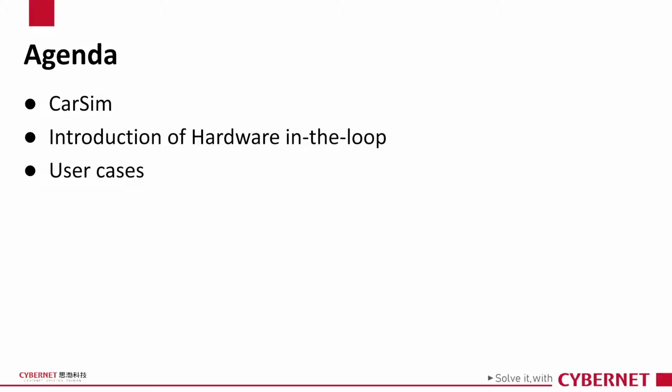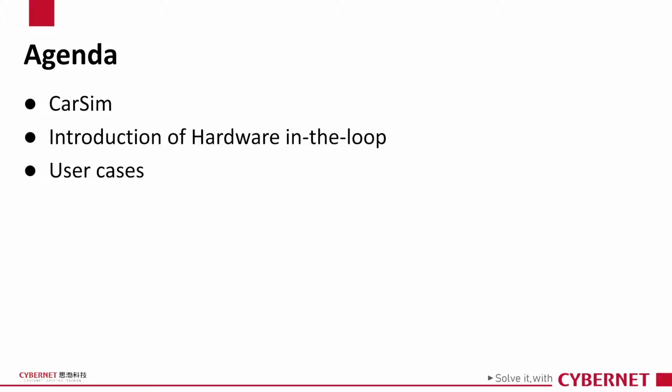The second one would be the introduction of hardware in the loop. Hardware in the loop is a method that we could test our vehicle controller. We could use a real-time machine to make our vehicle simulation run at real-time level. That will allow us to do more testing before our real car is on the road. Automotive engineers always use this kind of method to do the controller's validation and verification.